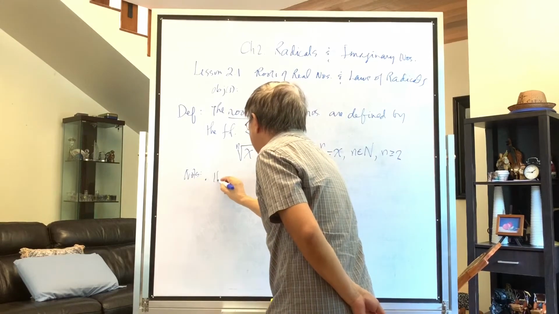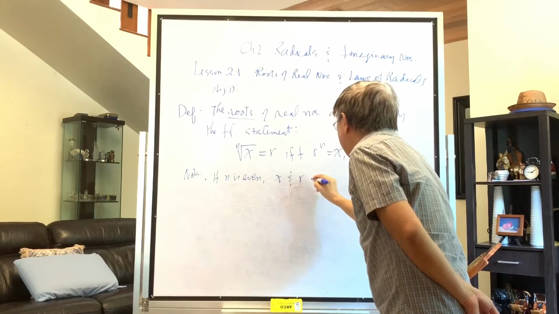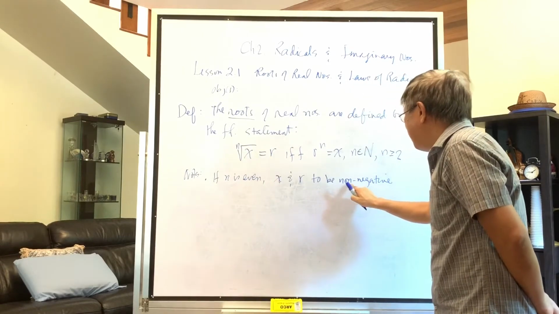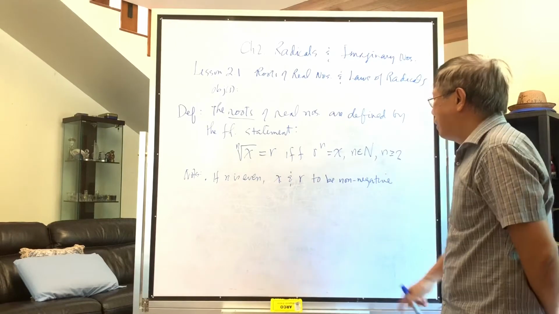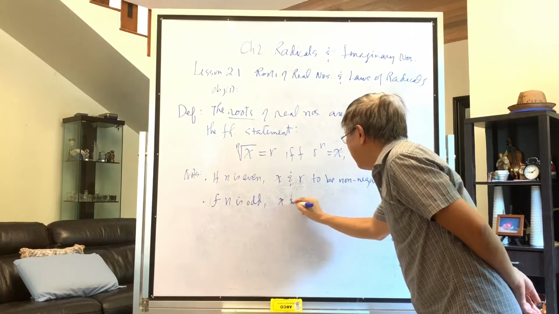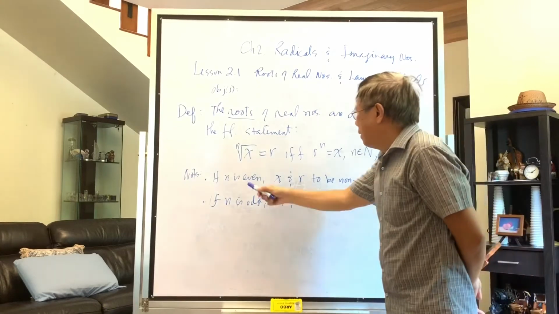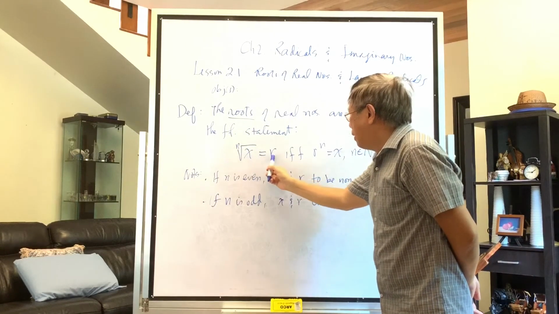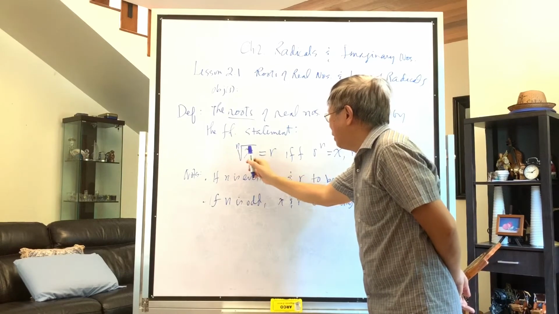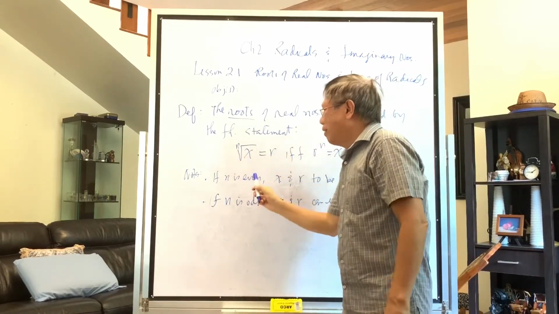Number 1, if n is even, then we can only have x and r to be non-negative for us to have a real root. Non-negative here means it's either 0 or positive. That's for n even. If n is odd, then x and r can be any real number. This means that if n is odd, x and r may be both positive or both negative. It cannot be that one is positive and the other is negative. So that's the definition of the roots of a real number.